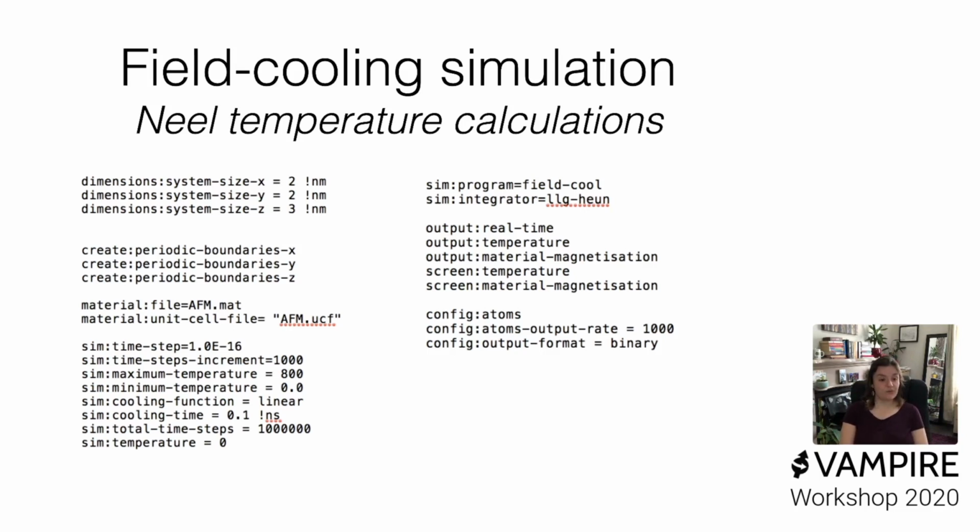You can also set a cooling function and a cooling time. So it has slightly different parameters to the M versus T simulations that you've run before. But apart from that, everything is pretty much the same. So here what we've output is time, temperature, magnetization, and then we've printed to screen the temperature and the material magnetization. This is just so that we can see how the simulation is getting along as we run it.